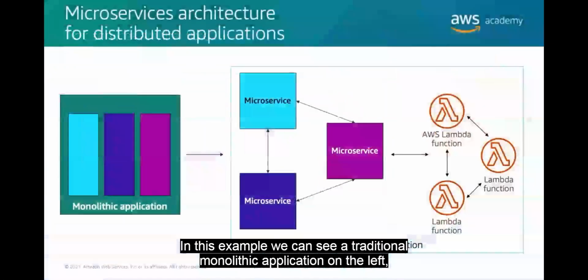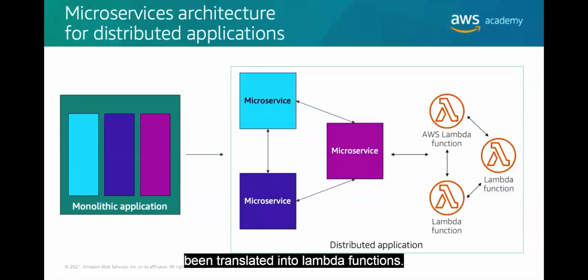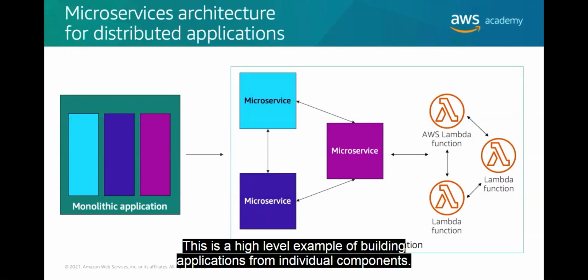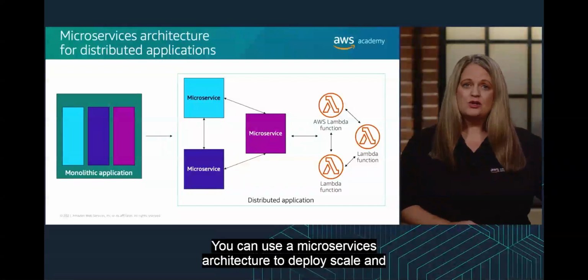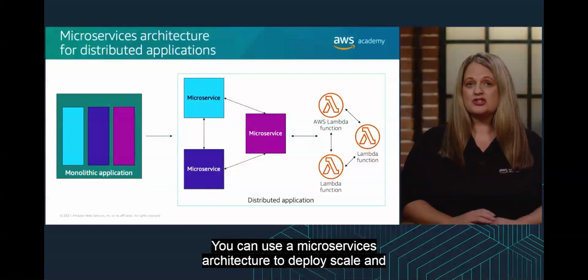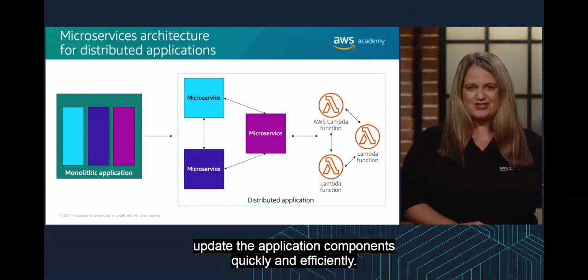In this example, we can see a traditional monolithic application on the left. On the right, the components have been broken up into microservices, which have been translated into Lambda functions. This is a high-level example of building applications from individual components. Each function can perform a discrete function or task. You can use a microservices architecture to deploy, scale, and update these application components quickly and efficiently.